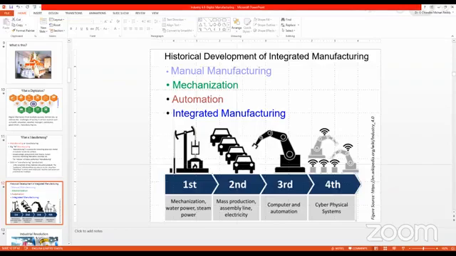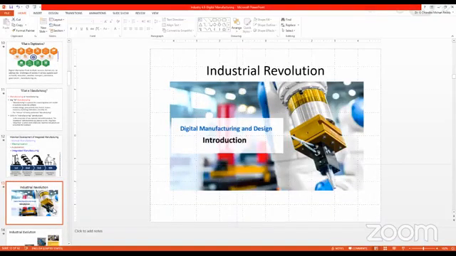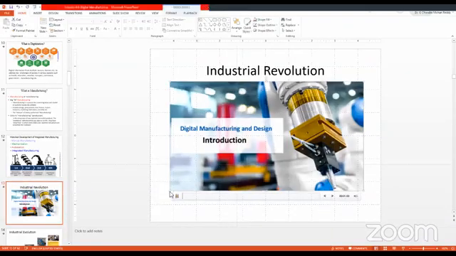When we say computer integrated manufacturing, that is what we spoke of in the 90s and 2000s, and it is limited up to there. But the real integrated manufacturing is integration with cyber physical systems. And with this, let us also have a recap of one more summing up video.